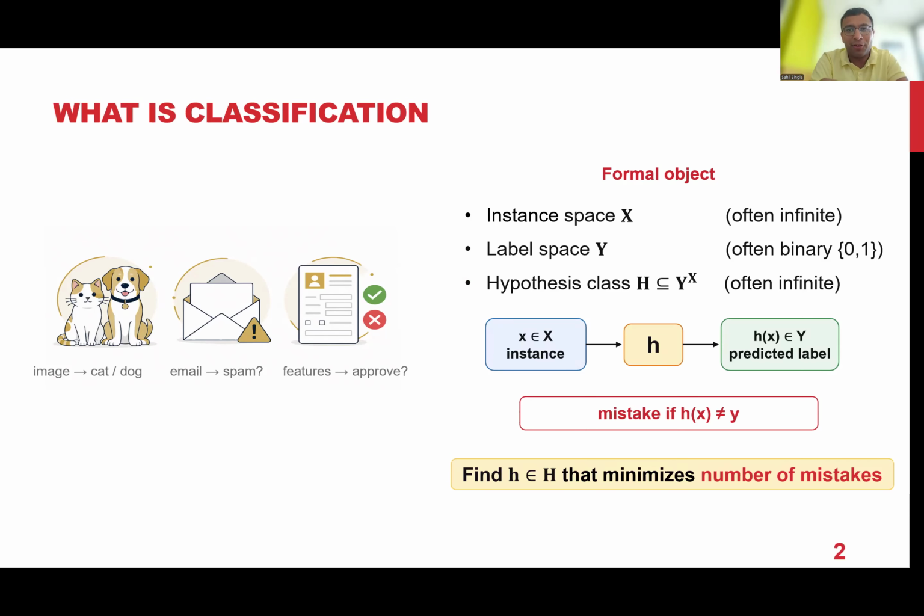More formally, the classic formal model is the following. You have an instance space X. This is often infinite, basically the features, like the pixels of your image. There's the label space, usually the yes/no kind of case. It's often binary, 0 or 1, like whether you pass the loan or not, cat or dog.